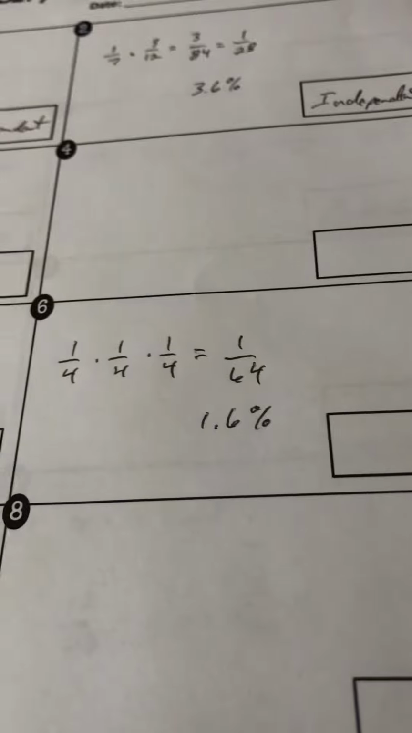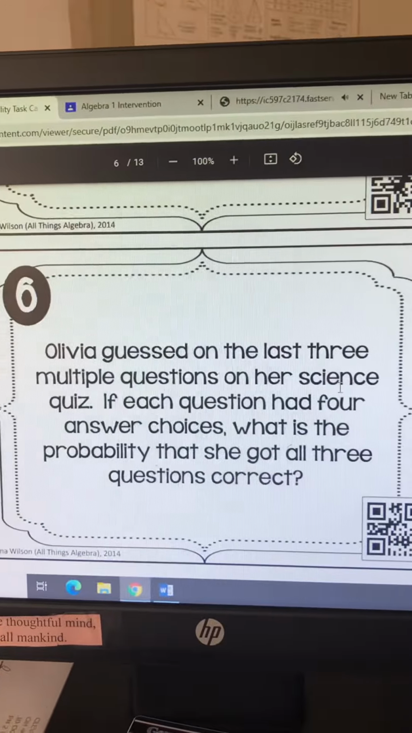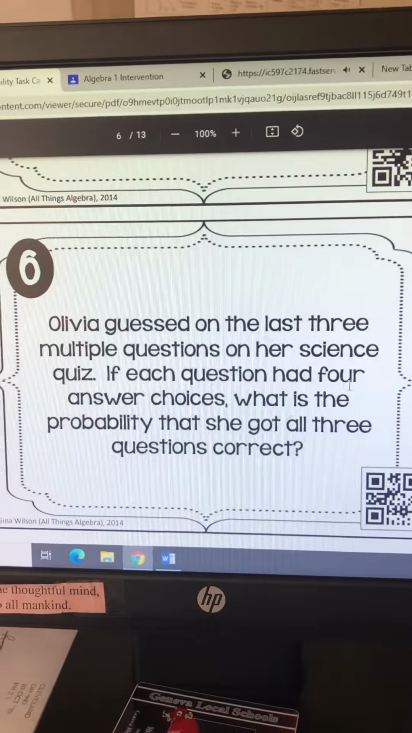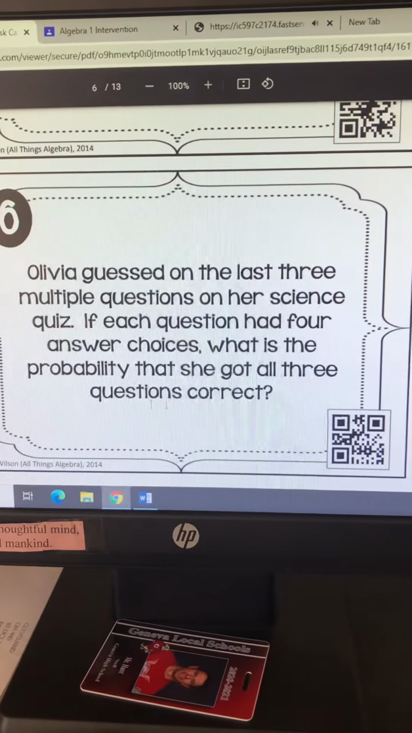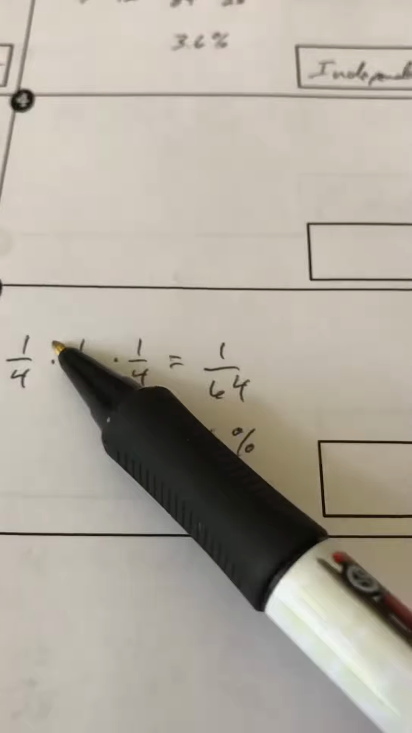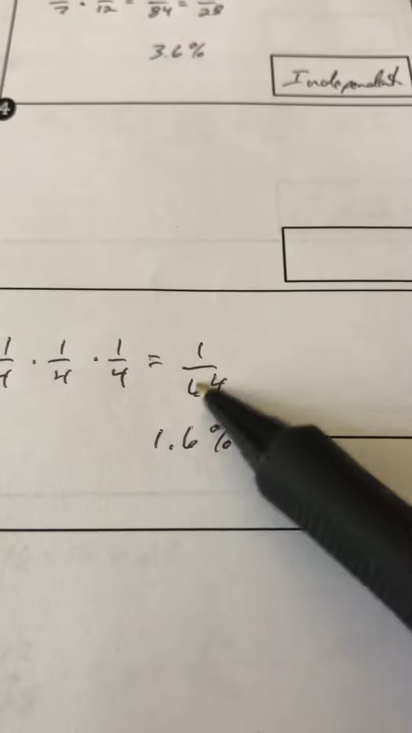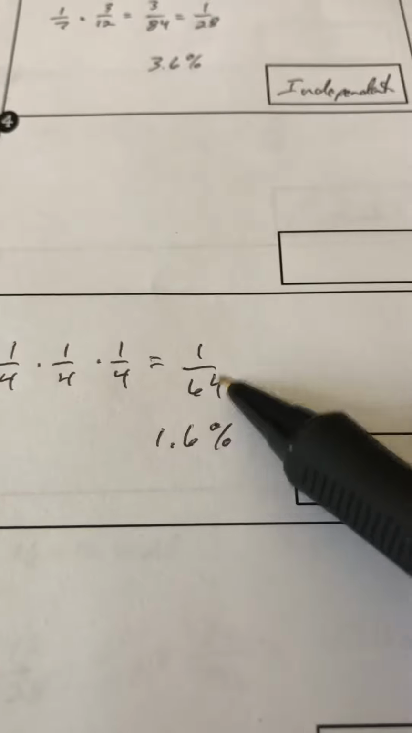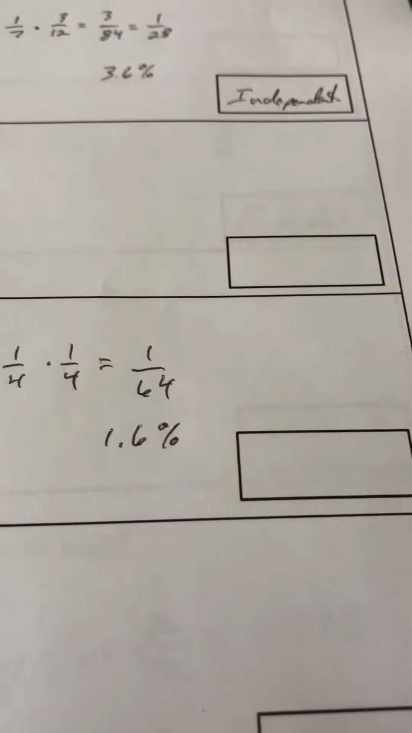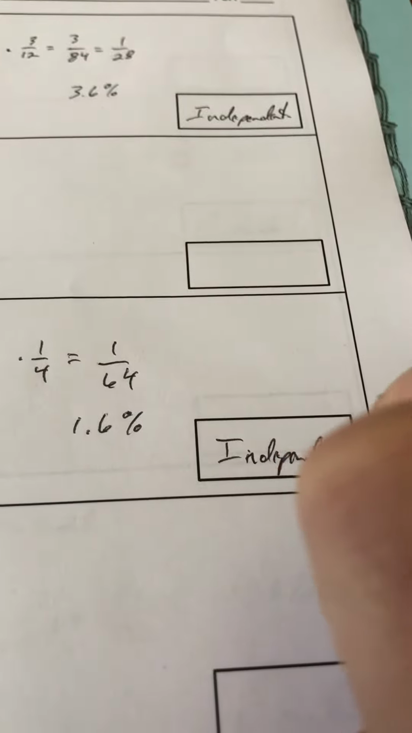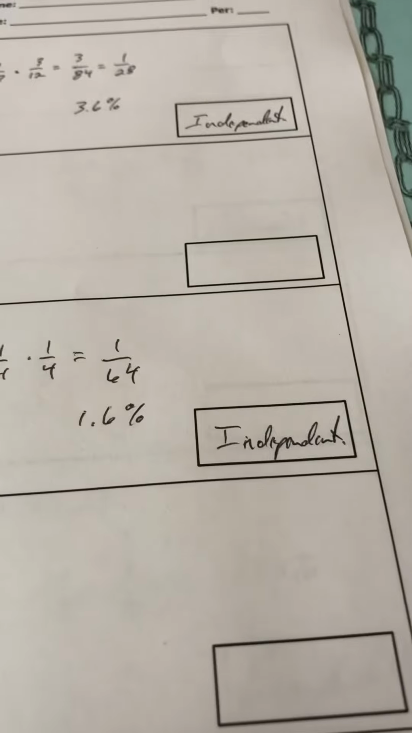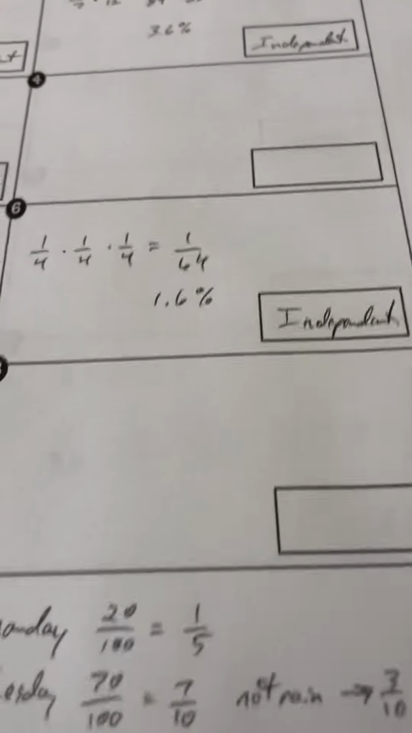Okay, the next one, number 6. Olivia guessed on the last 3 multiple choice questions on her science quiz. If each question had 4 answer choices, what is the probability that she got all 3 questions correct? Well, let's take a look. She'd have 1 out of 4, 1 out of 4, 1 out of 4. You multiply them together, and that's going to be 1 out of 64, and that is going to be independent also. And it would be 1.6% chance of guessing all those.